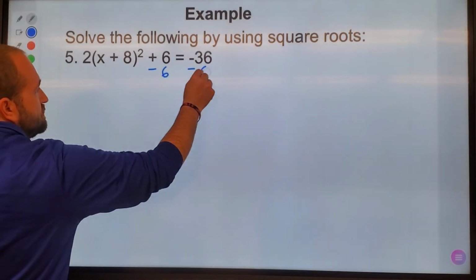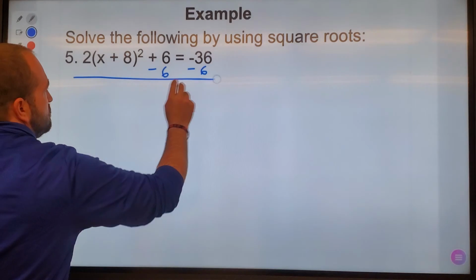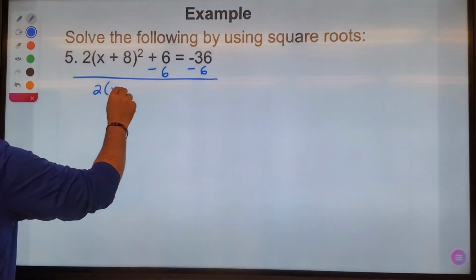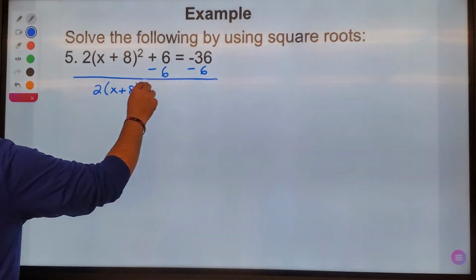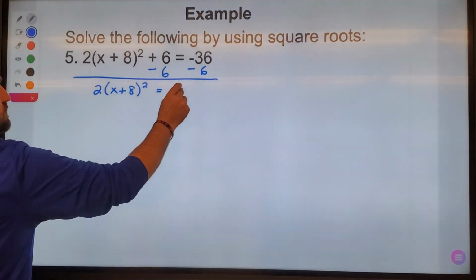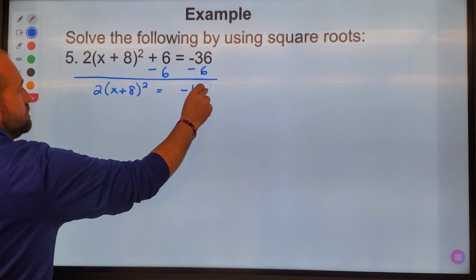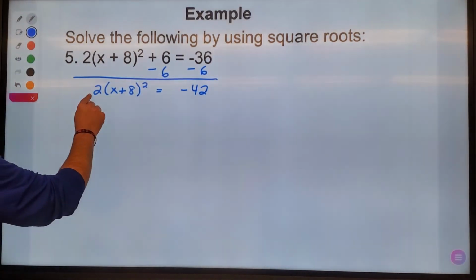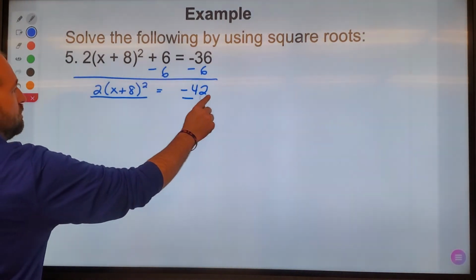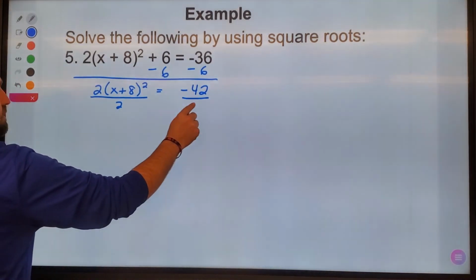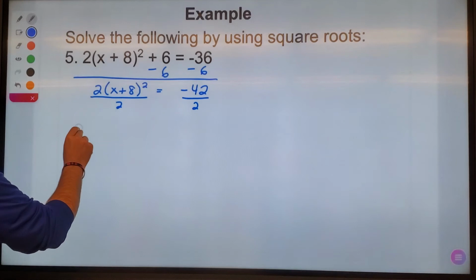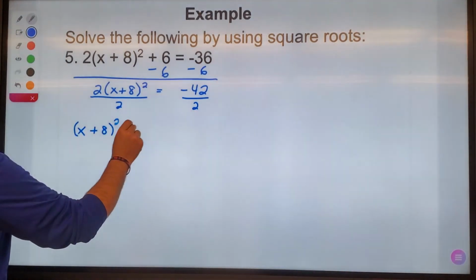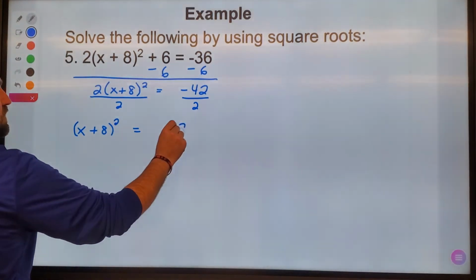Minus 6, minus 6. That whole thing comes down to 2 times (x plus 8) quantity squared equals negative 42. I'm going to then divide both sides by the 2 that's outside here. That gives me (x plus 8) quantity squared equals negative 21.